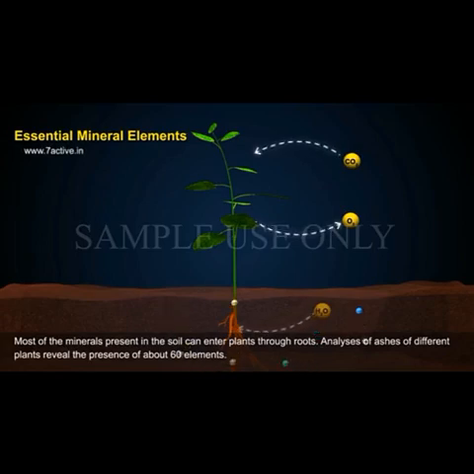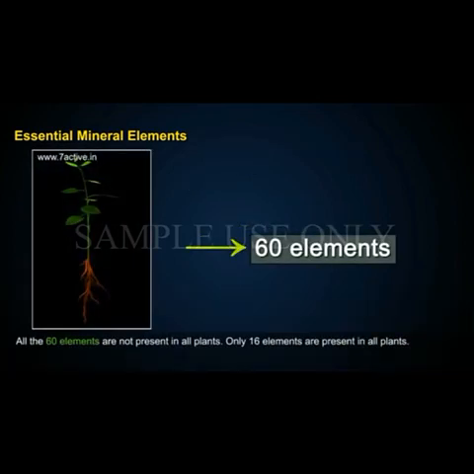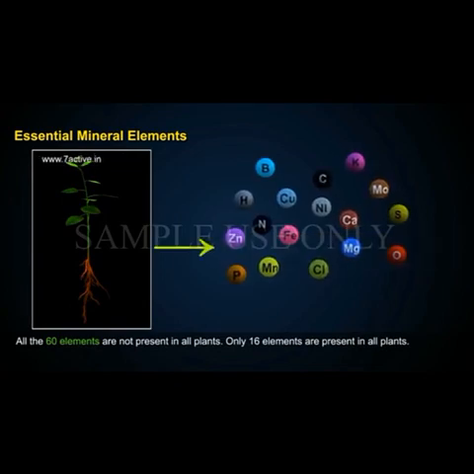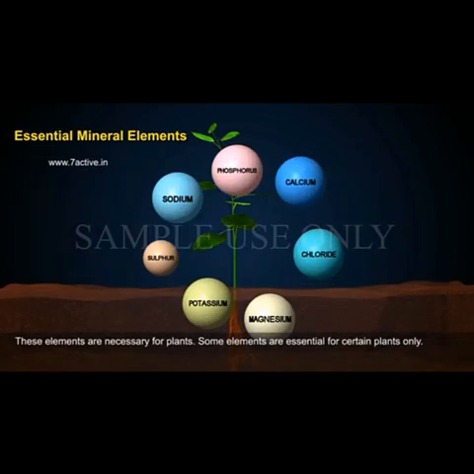Essential mineral elements. Most of the minerals present in the soil can enter plants through roots. Analysis of ashes of different plants reveals the presence of about 60 elements. All the 60 elements are not present in all plants. Only 16 elements are present in all plants. These elements are necessary for plants.